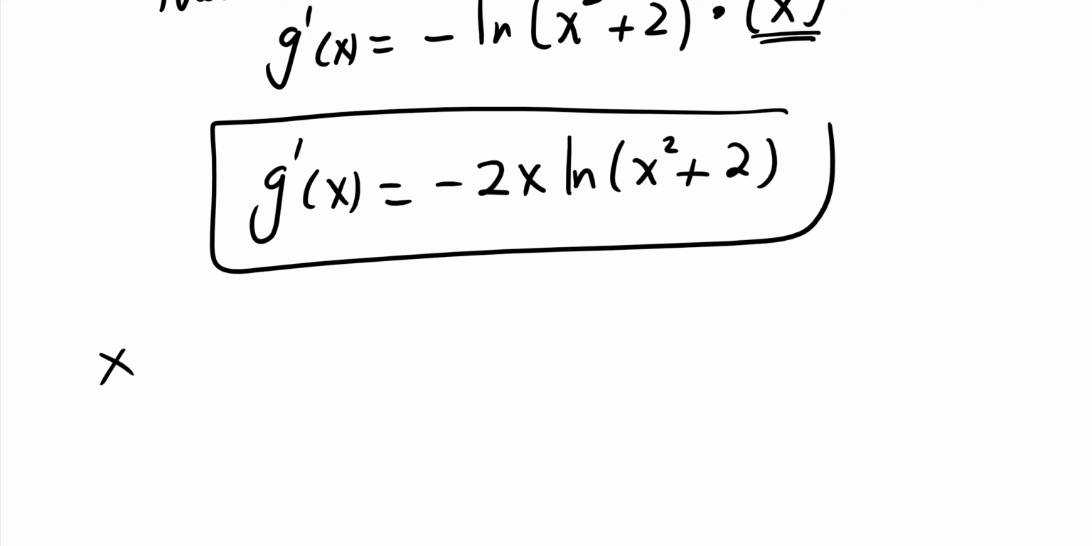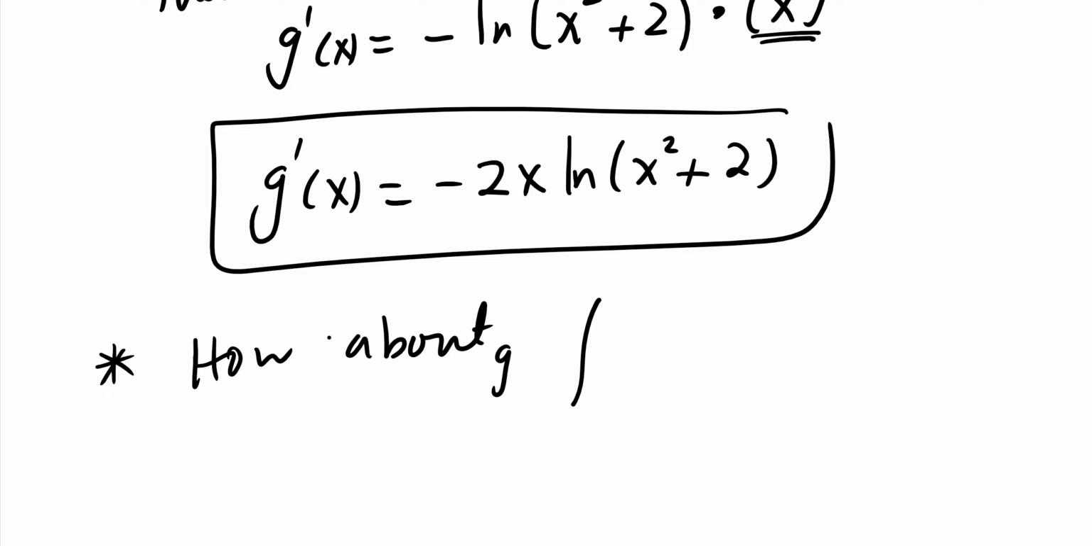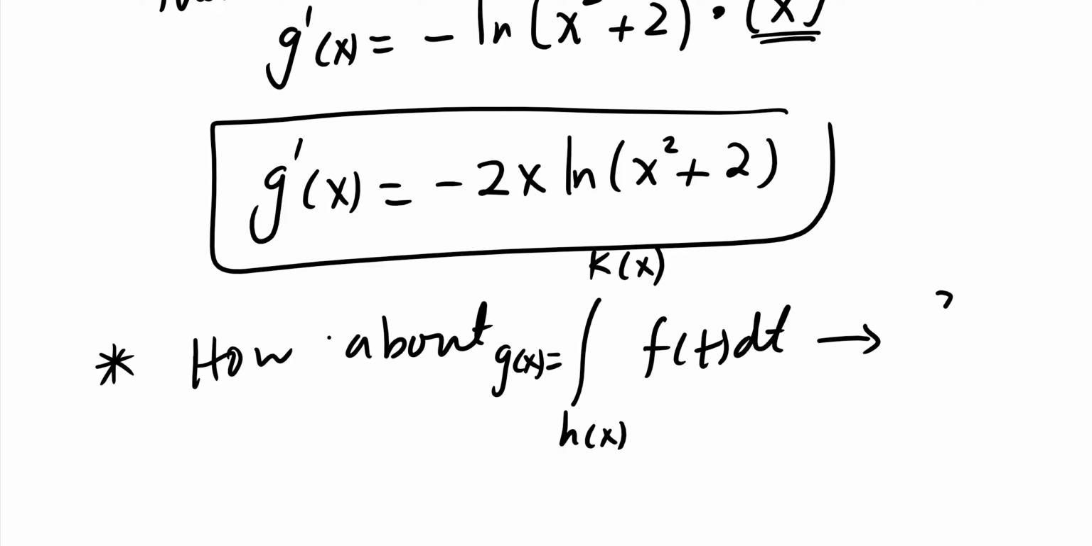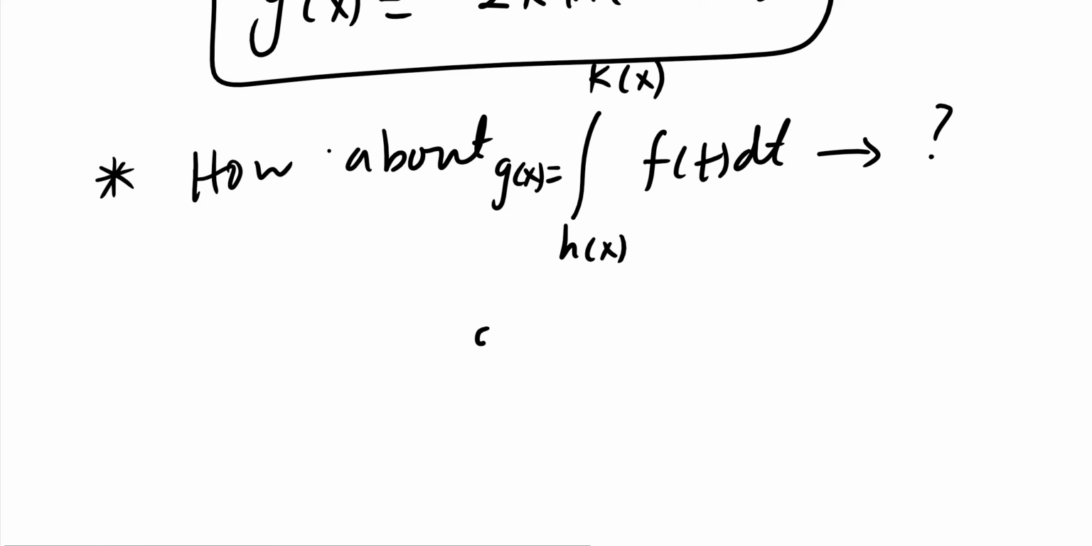Now the question students ask: how about if both the lower bound and upper bound are not constants? So what if we have g of x equals the integral from h of x to k of x of f of t dt? Then what? How do we handle this? How do you find g prime of x? What does that equal?